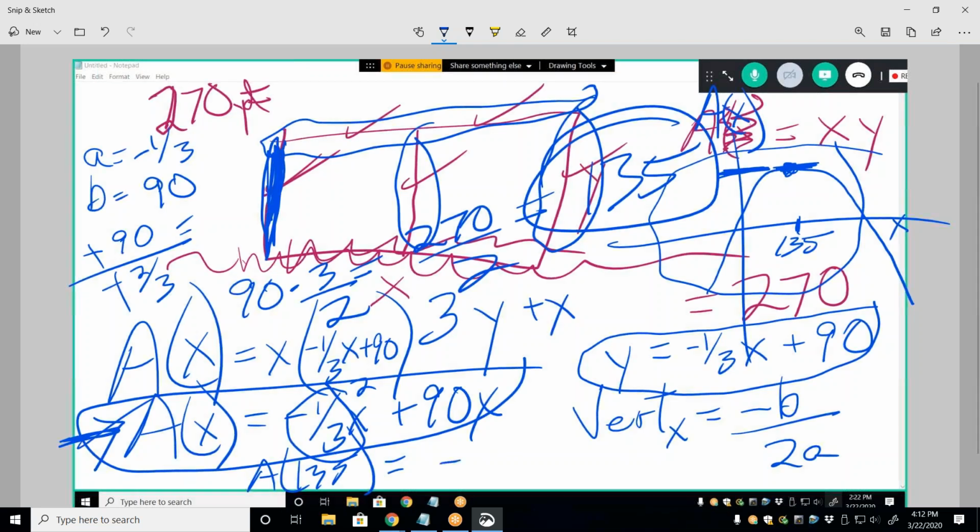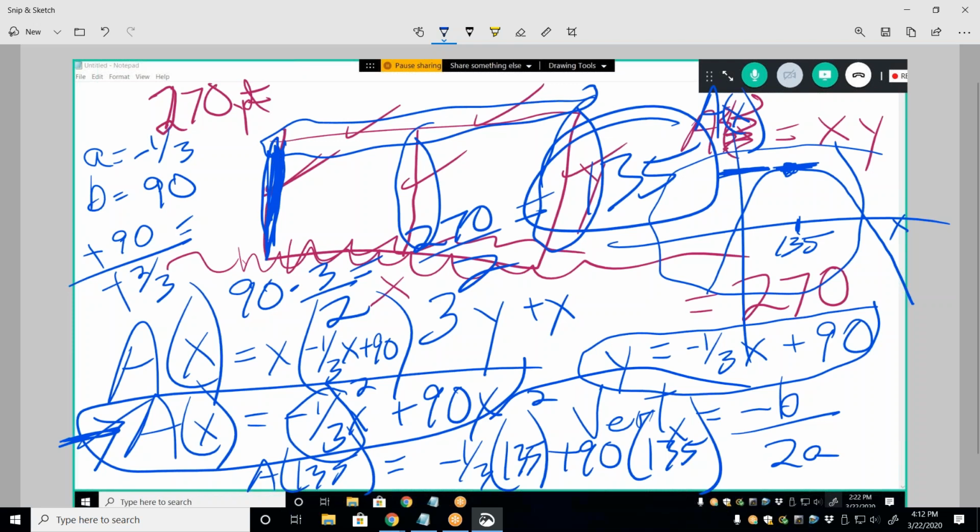So it's minus 1/3 times 135 squared plus 90 times 135. The rest is arithmetic, but the rest is your answer. In other words, all of that is your answer. Square 135, multiply it by minus 1/3, and then add to that 90 times 135.